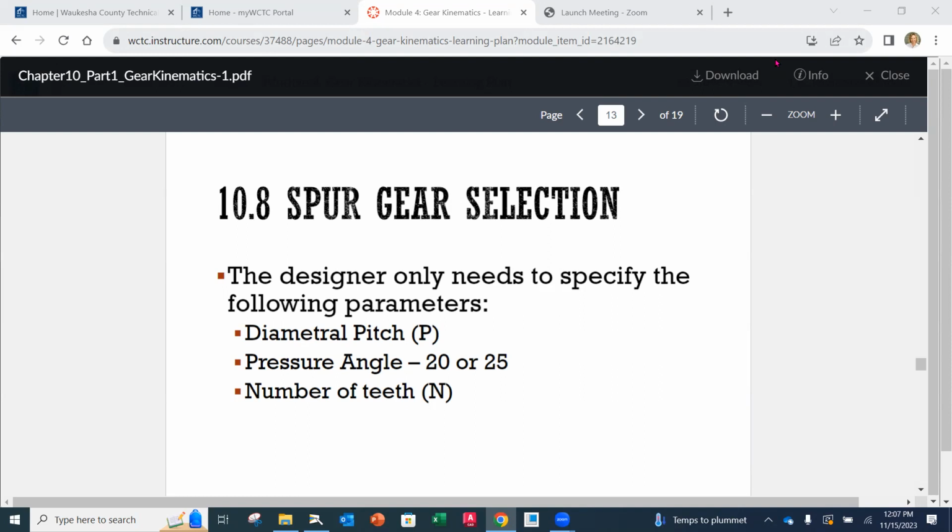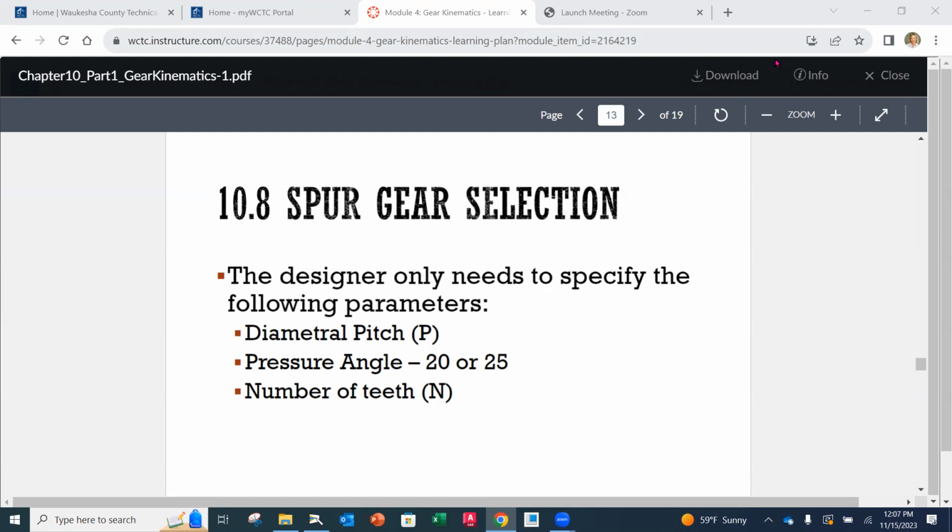So we're going to be specifying, when we have a set of spur gears, number one, the diametral pitch. That's that capital P. And as we talked about last time, that's going to be the size of the tooth. Whenever we have two gears that are in mesh with one another, they have to have the same diametral pitch. So we always have to pick the diametral pitch, and it's the size of the tooth.